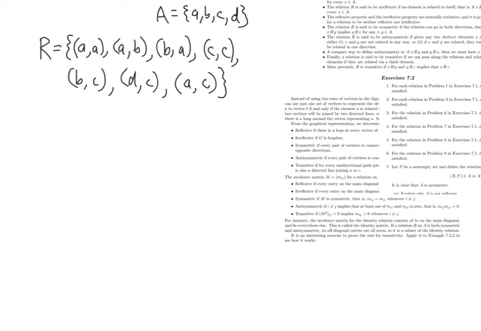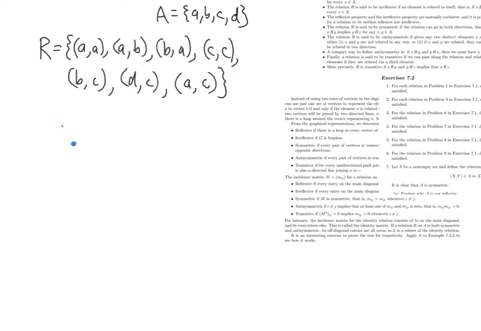We're going to end by talking about how we can look for certain properties in the digraph and matrix representations of a relation to determine what properties it has or doesn't have. Let's start by using the digraph representation for this example R.